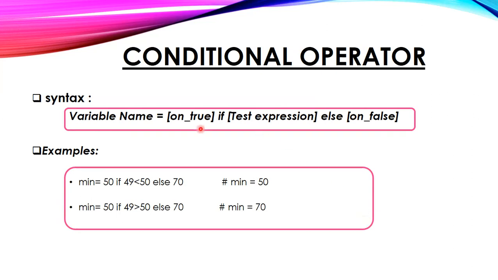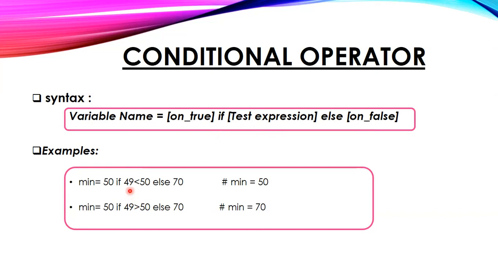See the syntax: variable name equal to on true, if test condition, else on false. So what will happen is, first it will do the test condition. If the condition is true, then the true part will be executed. If the condition is false, then the else part will be executed. So this is nothing but the code being in a single line.